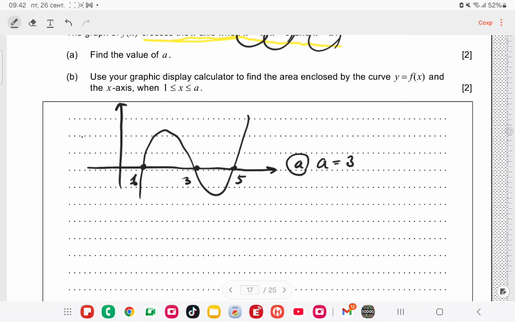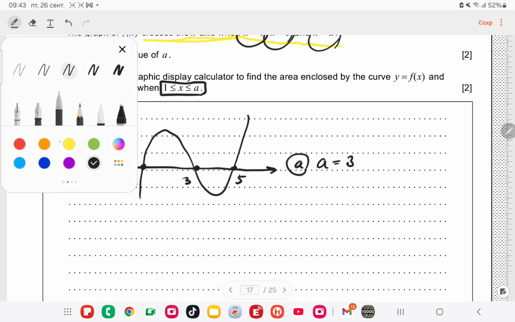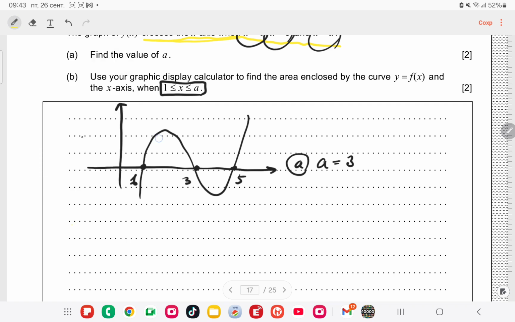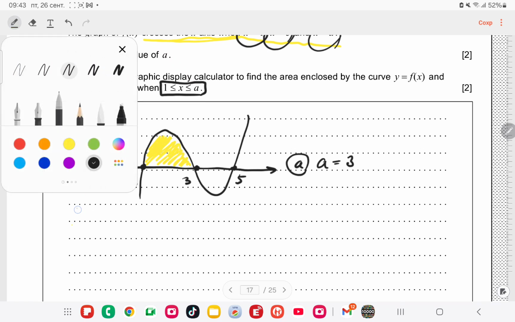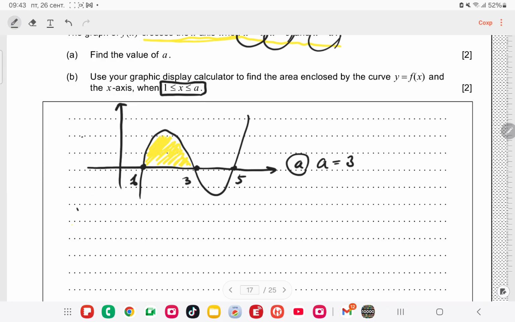Now part B. Use your graphic display calculator to find the area enclosed by the curve and x-axis when x is between 1 and A. Okay, so what does it mean? We know that A is 3. That's why the area under the curve between 1 and 3 looks like this, so this yellow part of the graph. Okay, we should find this area.